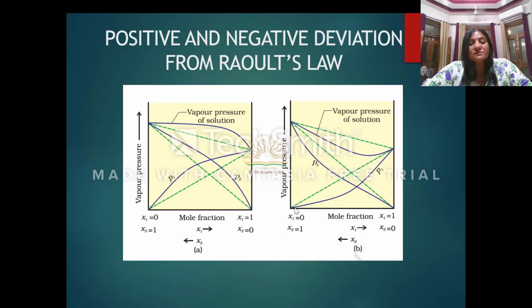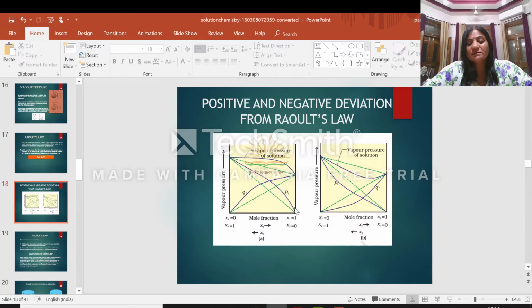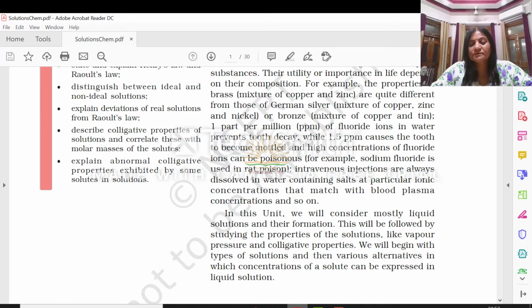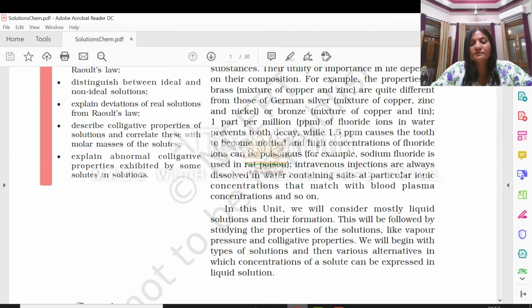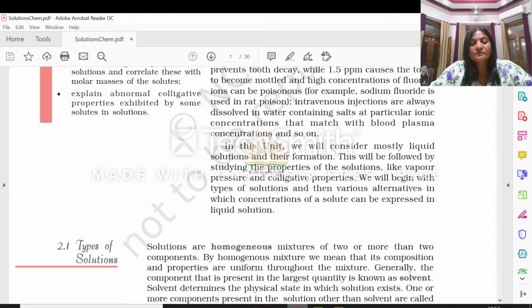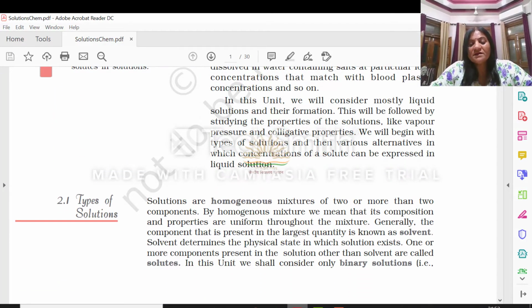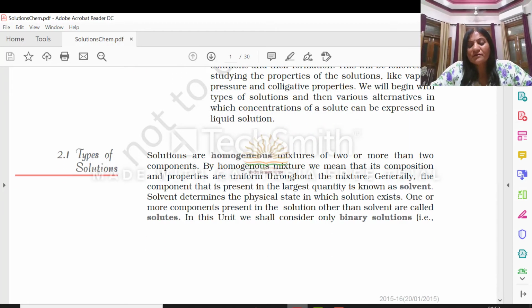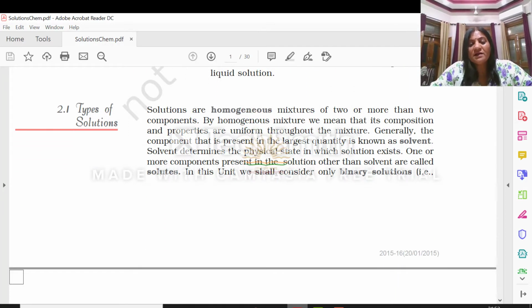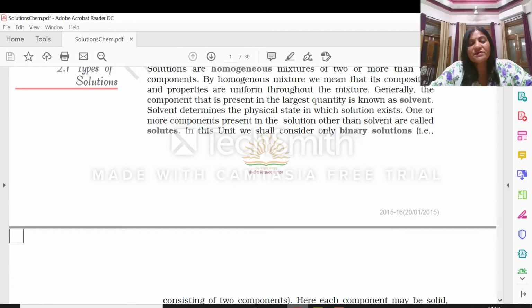Now I am taking the NCERT content for more clarity of this concept.